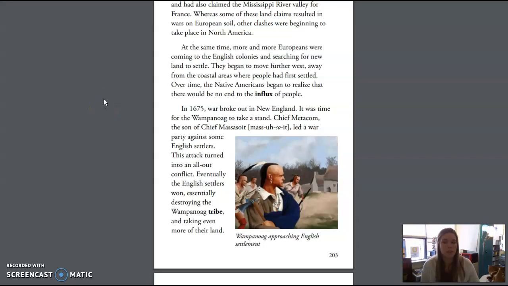In 1675, war broke out in New England. It was time for the Wampanoag to take a stand. Chief Metacom and the son of Chief Massasoit led a war party against some English settlers. This attack turned into an all-out conflict. Eventually the English settlers won, essentially destroying the Wampanoag tribe and taking even more of their land. The caption to this says, Wampanoag approaching English settlement.